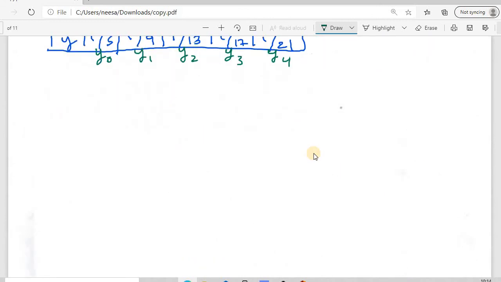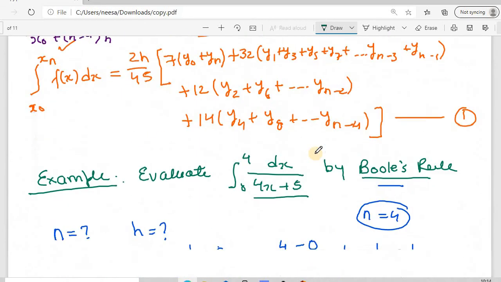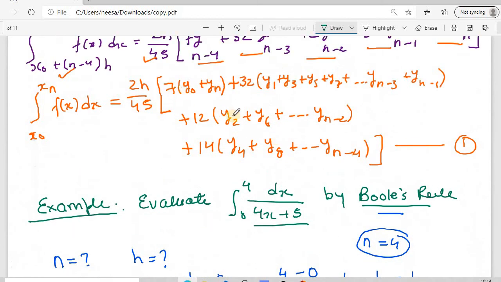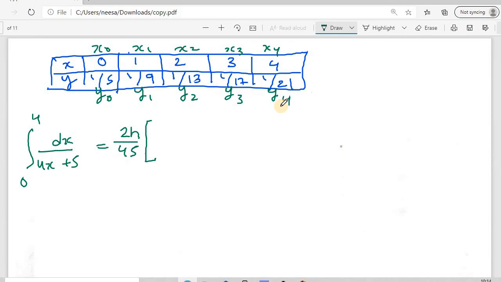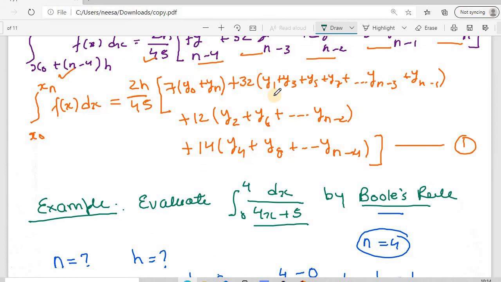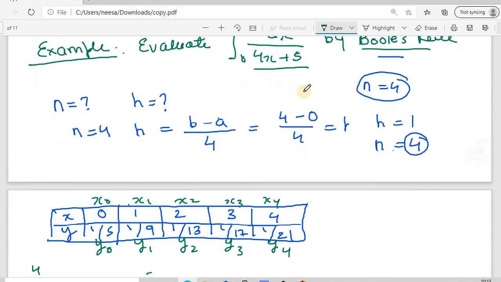So we can write in the left hand side, this is the integral 0 to 4 dx upon 4x plus 5. On the right hand side, we can see that this is 2h upon 45. Let me write the formula first. So this will be 2h upon 45. Then inside the bracket, we are beginning with y0 and yn. Here yn will be y4. So this will be 7 times y0 plus y4. Then we'll have plus the next term. So the next term will be 32 of y1, y3, y5, and so on.